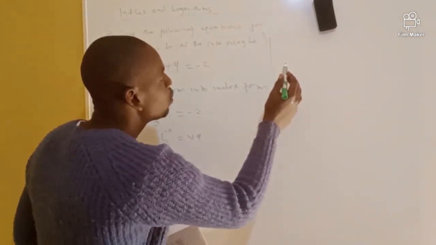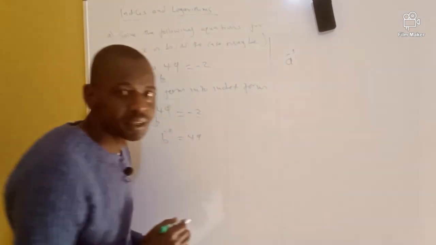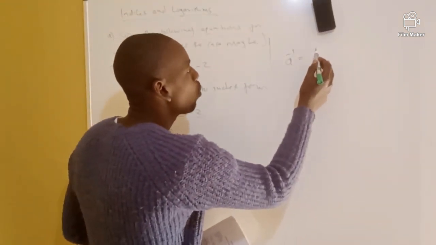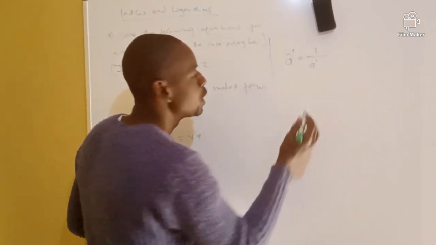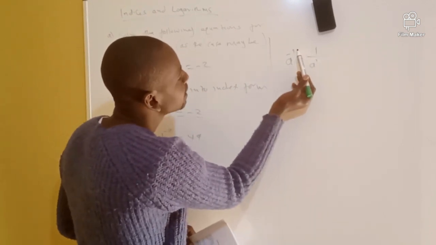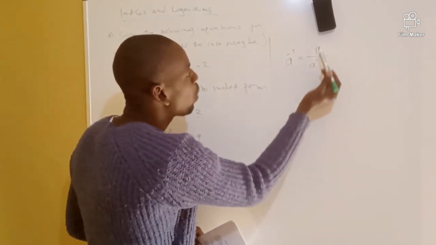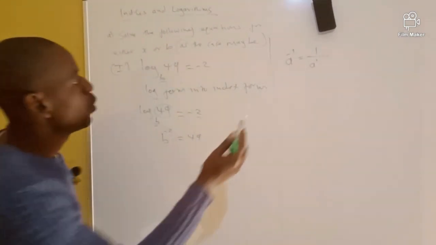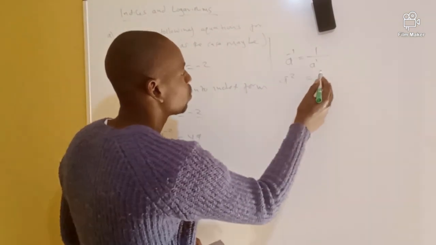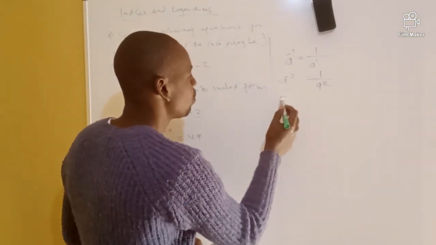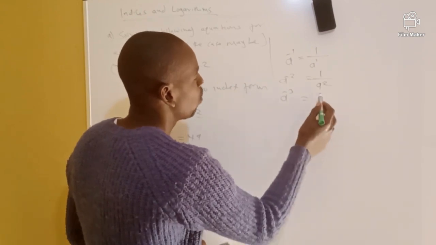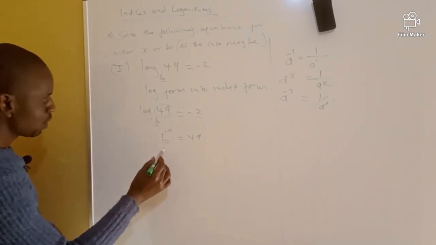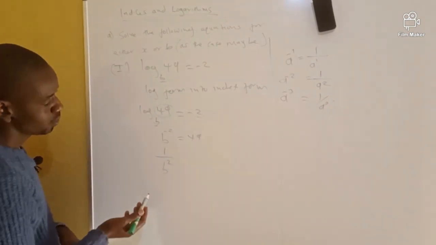So when you reach here, this is the negative index. And I want you to know, if you have a raised to -1, if the index there is negative, then this one becomes 1 over a raised to 1. So this one now has dealt with this negative. Once you've written 1 over, then the negative is gone. So if you have a raised to -2, this is 1 over a raised to 2. If you have a raised to -3, this is 1 over a raised to 3. So that's now what we want to apply here, that this is 1 over b raised to 2 is equal to 49.